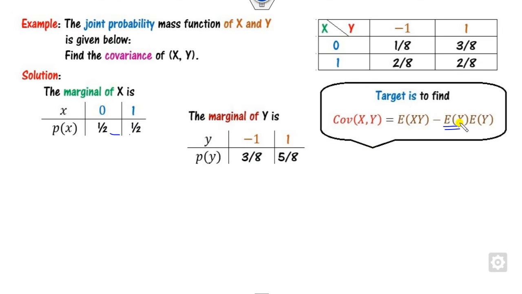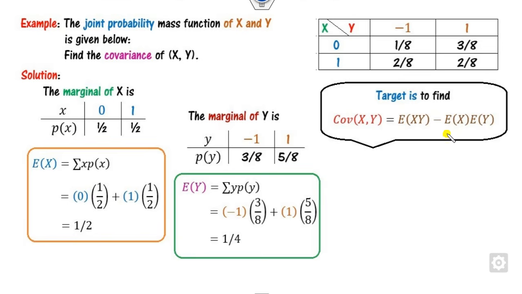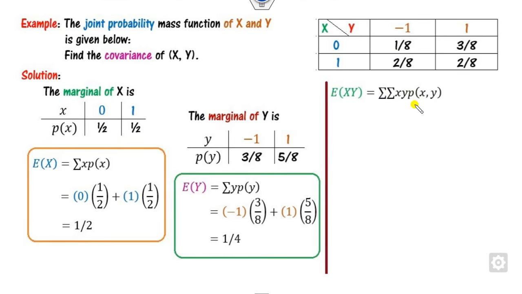Now you can find the expected value of x. How can you do that? This into this and this, so that's a half. Similarly for y, this is -3/8 plus 5/8, so the answer is 2/8, or you can say 1/4. Now you have this value, you have this value. Now we will find the expected value of xy.